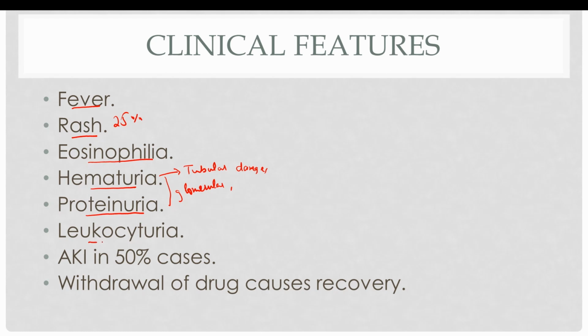The urine might also contain some leukocytes due to the inflammation, and 50% of the cases also present with acute kidney injury, which is characterized by decreased urinary output known as oliguria and increased blood urea nitrogen demonstrated by increased creatinine level in the blood. Withdrawal of the drug causes complete recovery and the symptoms reappear on re-exposure.